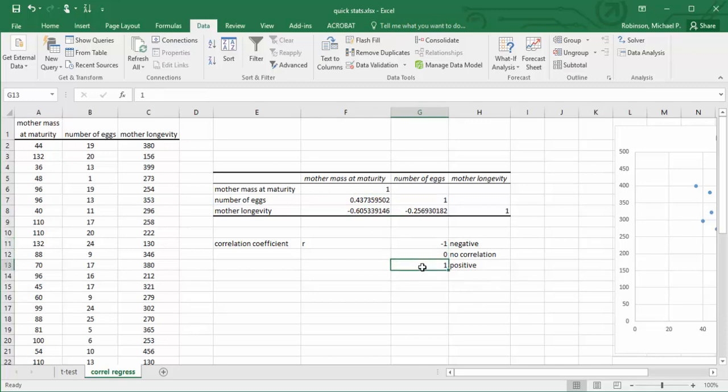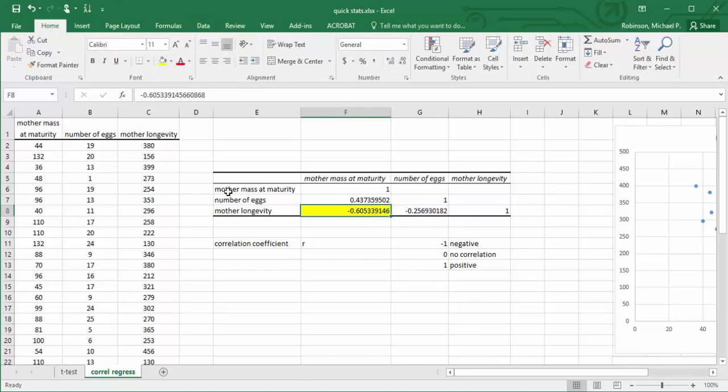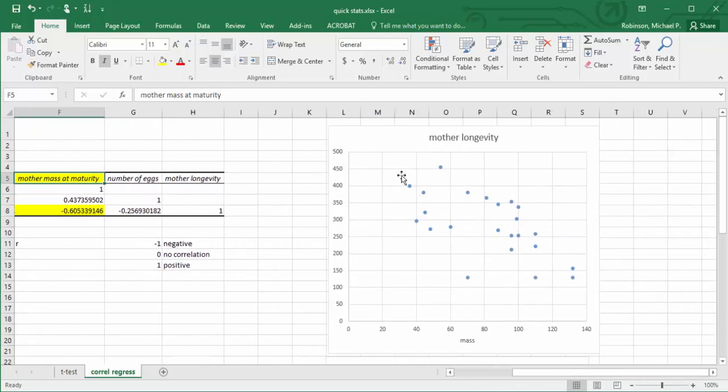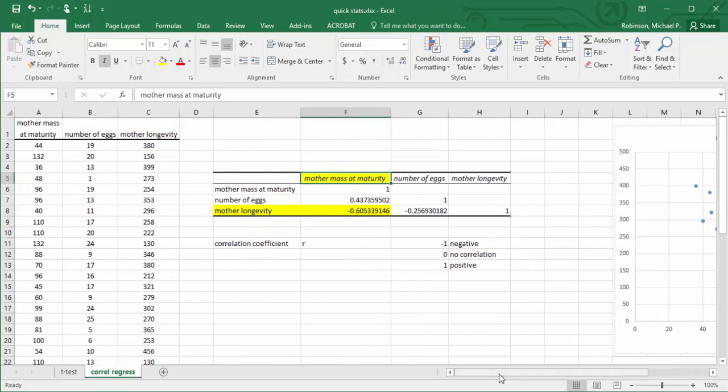Okay, but we gotta remember, these are samples from a population, so we can't say just by looking at this number if this is a statistically significant relationship, right? So let's look at this one, which is longevity and mass, right? So it appears that as mass increases, longevity decreases. But again, it's a sample from a population. We need to do a statistical test if we are going to determine that it is significant, that it really matters. So what are we going to do?